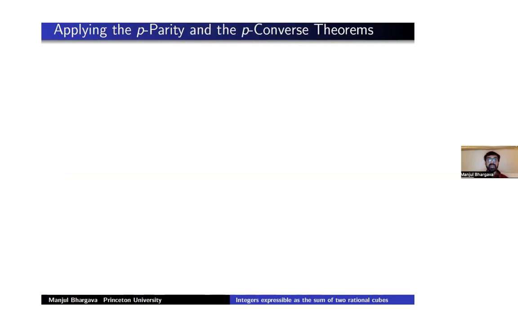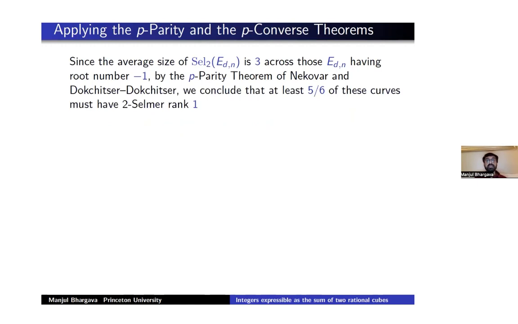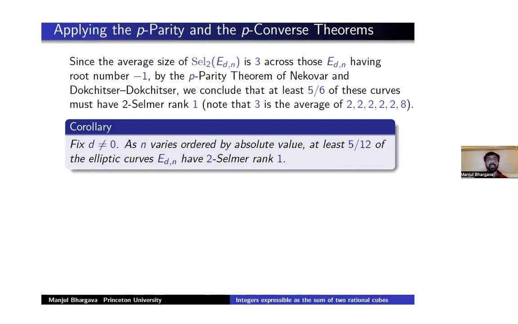And similarly, for root number minus 1, I already explained how most curves have to have, if the average size across root number minus 1 curves is 3, and they always have to be odd powers of 2, then they have to be 2 to the 1 in size most of the time. And so at least 5/6 of these curves with root number minus 1 must have two Selmer rank 1. And so since half of them have root number minus 1, we get at least 5/12 of the elliptic curves E_{D,N} have two Selmer rank 1.